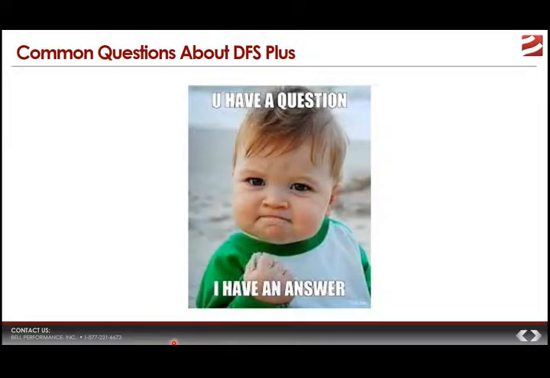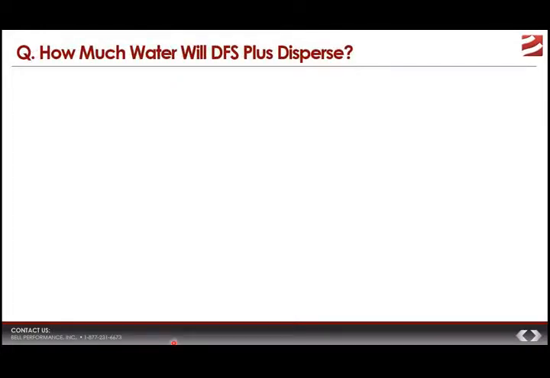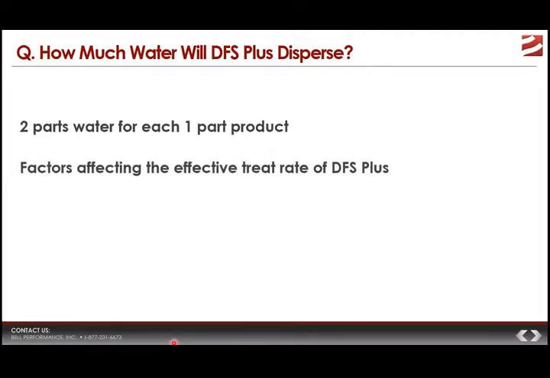So, common questions about DFS Plus, some questions that we tend to get. These are some of the more likely questions that you might have, and ones that we have seen a number of times. First one is a fair question: how much water will it disperse? Well, the rule of thumb is that it will disperse 2 parts water for each 1 part product. Now that is the base treat rate, the base expectation. But there are a couple of factors that will affect how close in reality the treat rate comes to this.